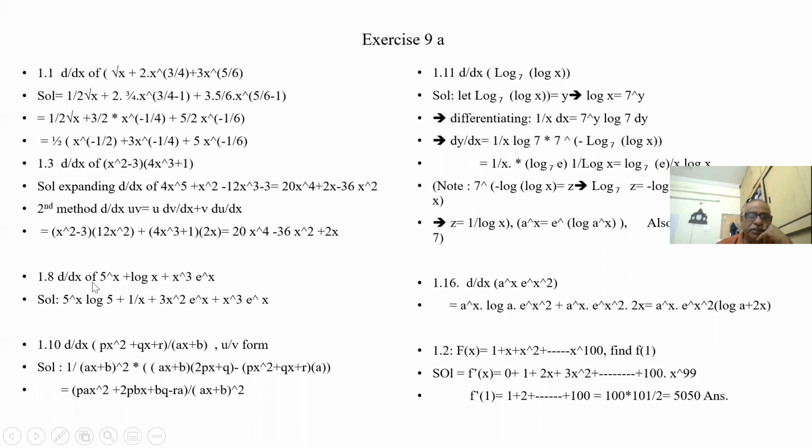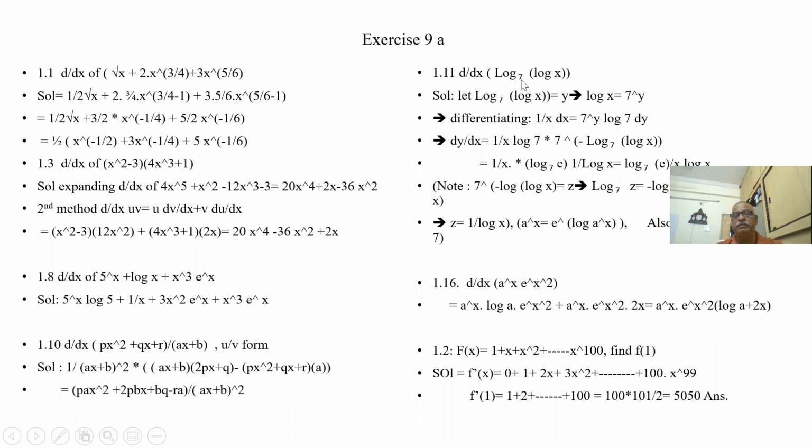So here d by dx of 5 to the power of x plus log x plus x cubed e to the power of x. So we have 3 functions. So this is 5 to the power of x log 5, plus 1 by x, plus 3x square e to the power of x plus x cubed e to the power of x. UV formula. So by acquainting more and more, we should be able to do it. This is a u by v form. So 1 by v square into v into 2px plus q minus u into a. So simplifying, rearranging.